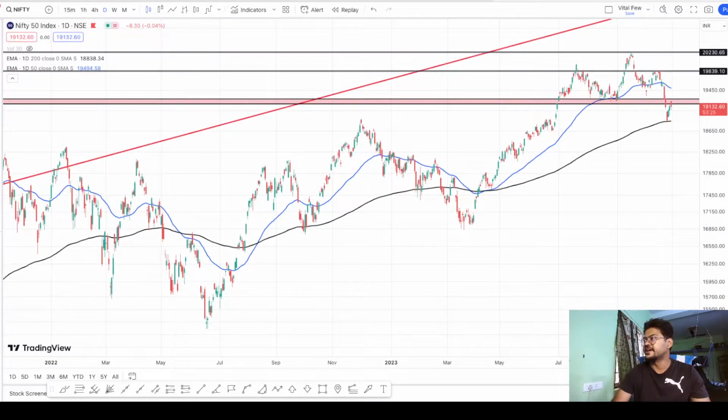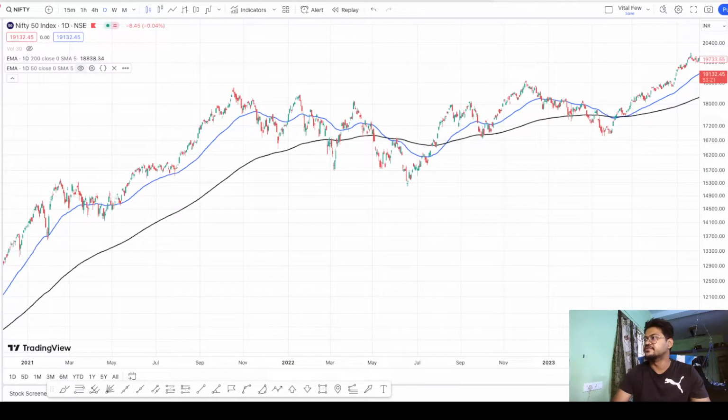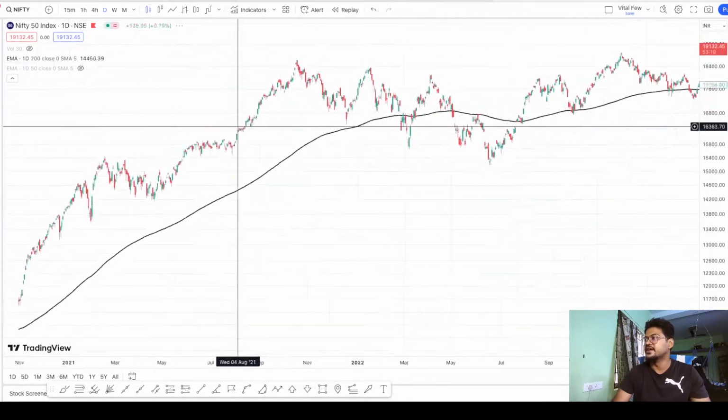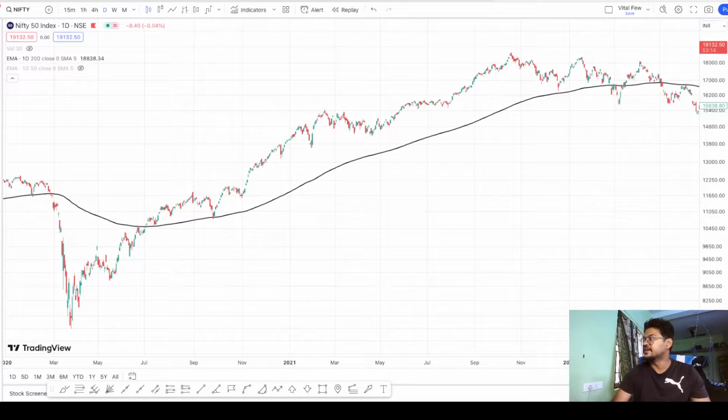Okay, I will first hide the drawings. Okay, the drawing has been hidden, and I will hide the 50 days moving average as well. Okay, and you can see that in the daily time frame, the 200 days moving average is clearly acting as a good support.